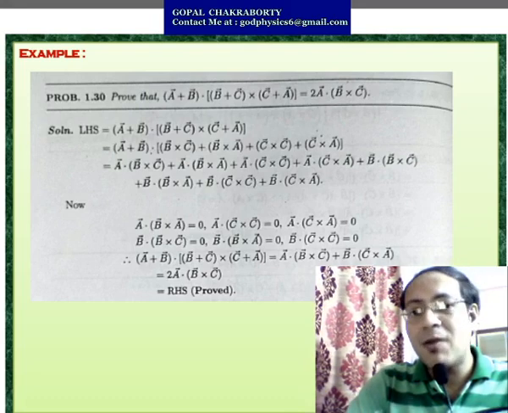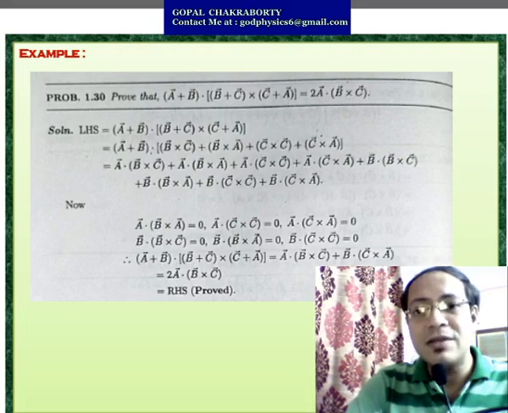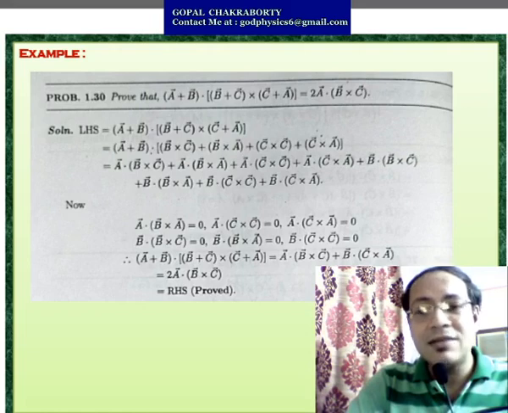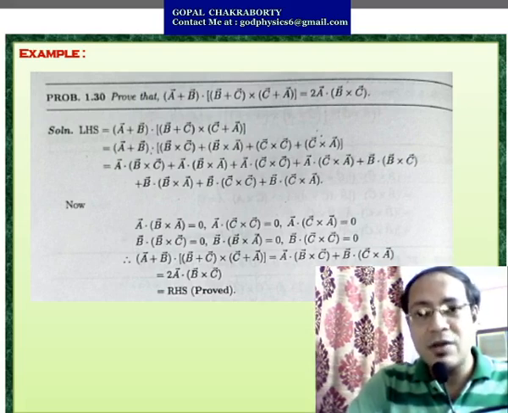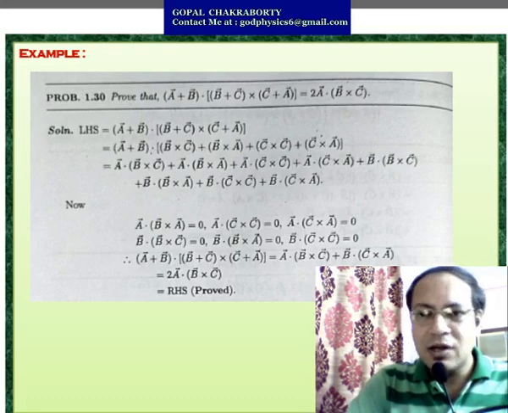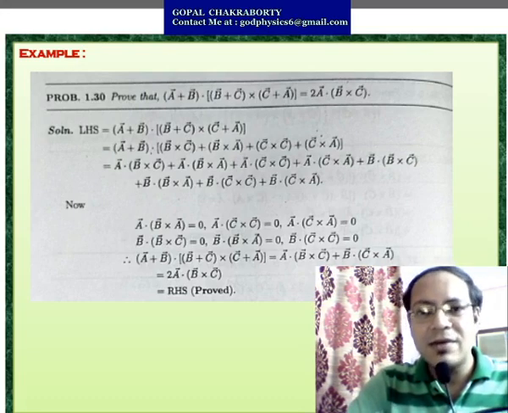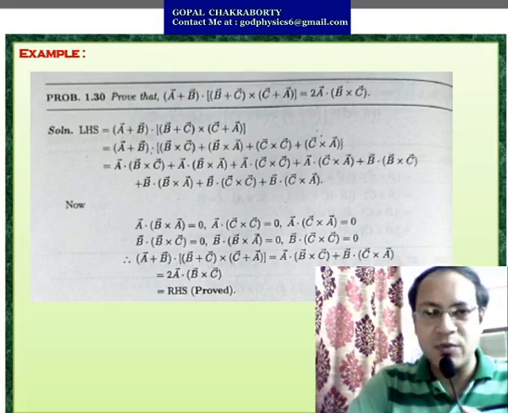We consider the formula A dot B cross C equals B dot C cross A. A cross A equals 0, because the cross product of similar vectors will always be 0, because the angle between these two will be 0 degrees. So sin theta of 0 is 0. Similarly A dot C cross C equals 0 and A dot C cross A equals 0. So substituting all values, we get 2 A dot B cross C, which equals the right hand side. So hence it is proved.